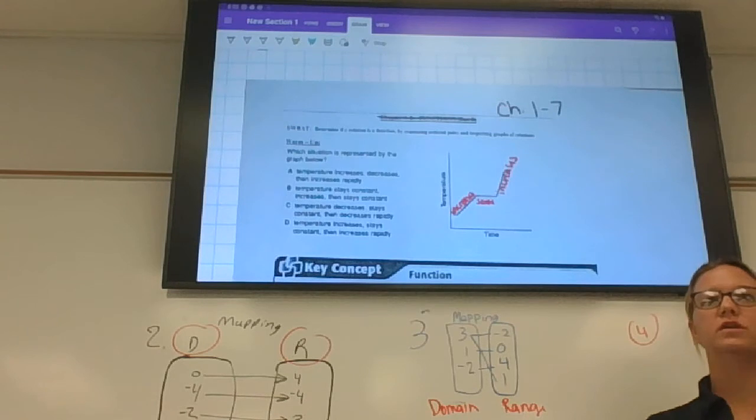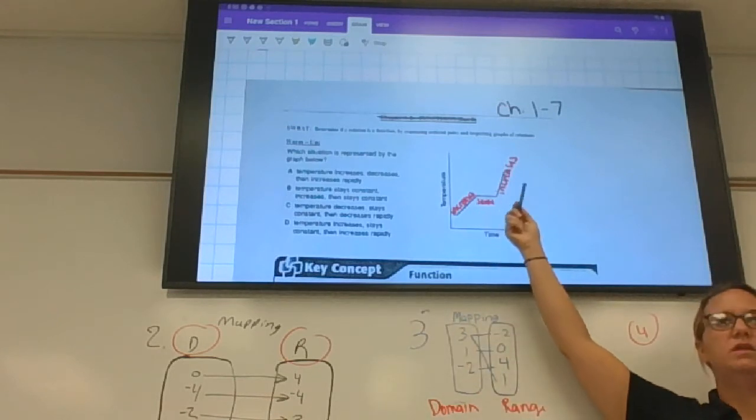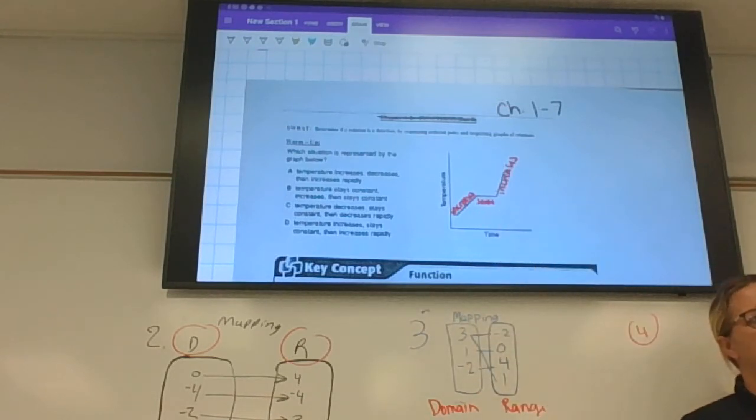All right, so it increases, stays the same, it increases. What letter matches that description? Sophia? G.